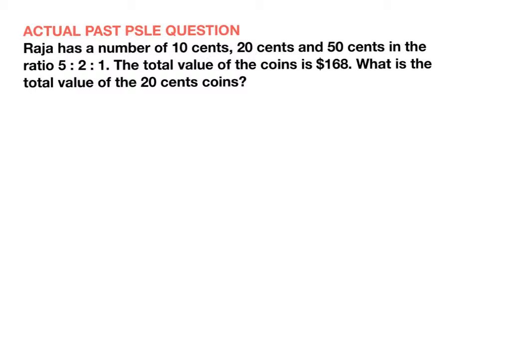Alright, so this is how we use the RHMC steps to solve a problem sum. The first thing to do is to write in pencil at the side RHMC so that your child is aware of the steps required to solve the problem. The first R, read the question once. Okay, so let's read it once.